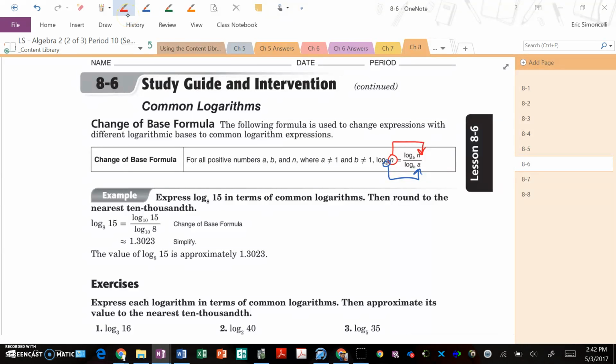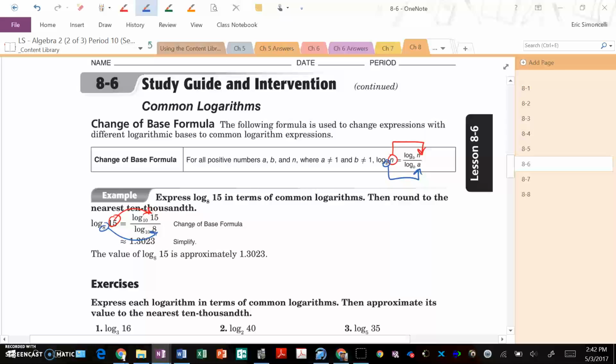For example, express log base 8 of 15 in terms of common logs and then round to the nearest 10,000th. So if I ask you to take log base 8 of 15, you could rewrite it as log base 10 of 15 divided by log base 10 of 8. Let's circle the 15, and there it is there. Let's circle or highlight the 8 and highlight it, of course, there in the formula.